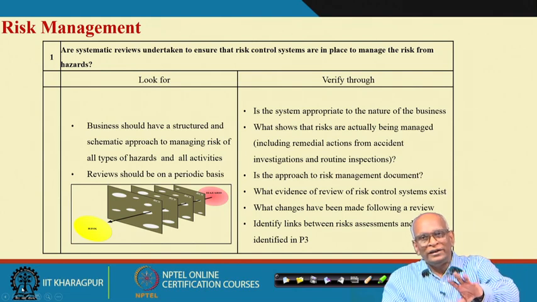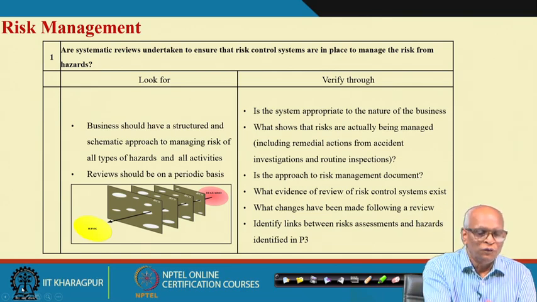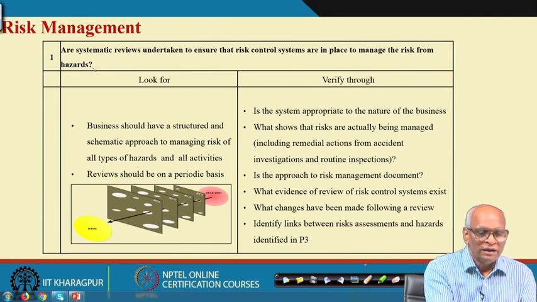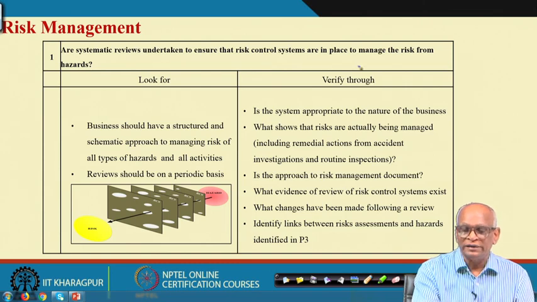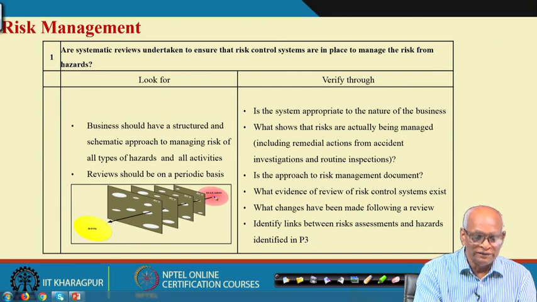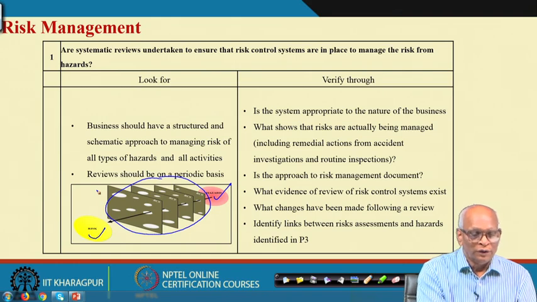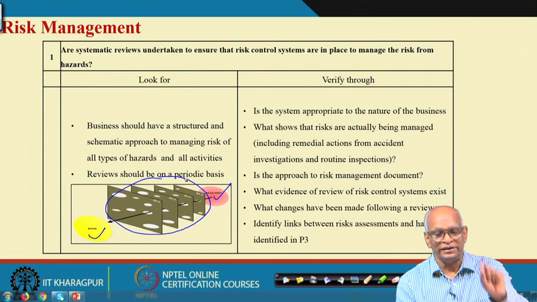Because risk management is a very, very important principle, let us go into a little more detail on it. The first point in risk management is that systematic reviews are undertaken to ensure risk control systems manage risk from hazards. See, what is the principle? We have hazards, we have risk, we have risk control systems. So, business should have a structured and systematic approach of managing risk and hazard of all the activities. They have to implement at each and every stage.